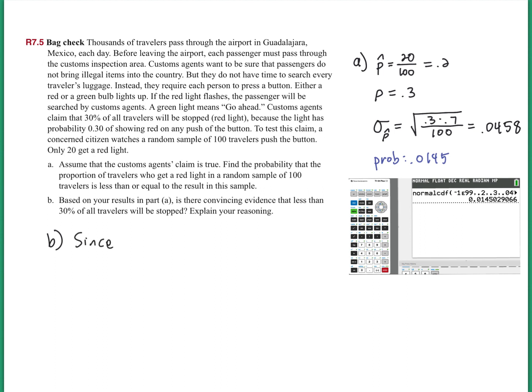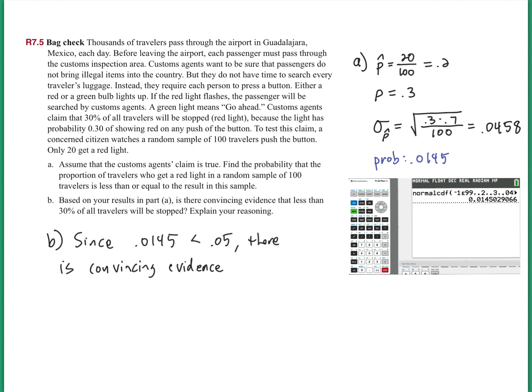Okay, since the probability was 0.0145, and that's less than 0.05, 5%. There is convincing evidence, and it's against the claim. The claim is that 30% of all travelers will be stopped. So there's convincing evidence, and we got a value that was less than that in our sample, much less.